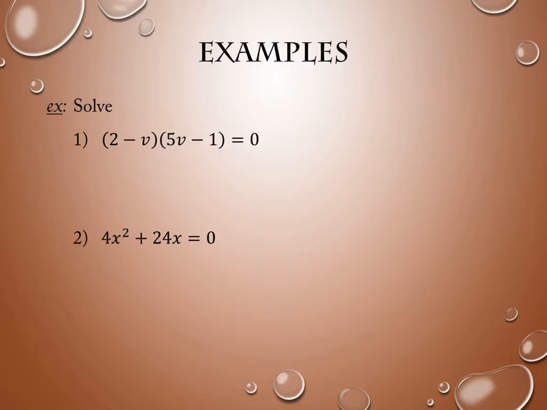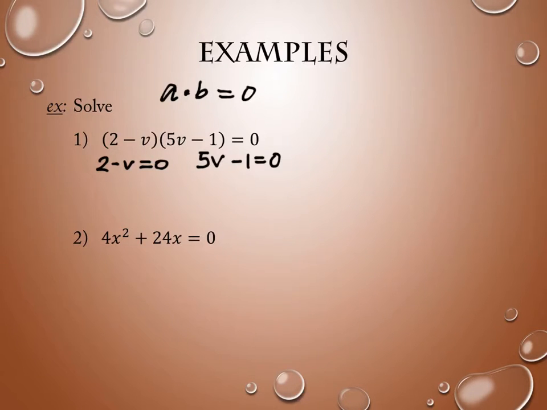So example number 1 says that we're going to solve (2 minus v) times (5v minus 1) equal to 0. And when we saw this before, I talked about something called the zero product principle. The zero product principle said that if you have a times b equals 0, then it must have been true that one of them equaled 0 to begin with. And that's what we have here. We have two different pieces that equal 0 when they're multiplied. So one of them at least has to be equal to 0 to start with. So what we do is we set each piece equal to 0 and solve for two potential answers to our problem.